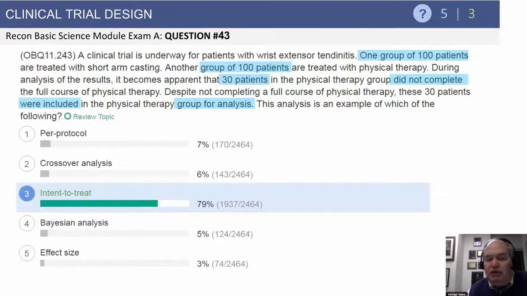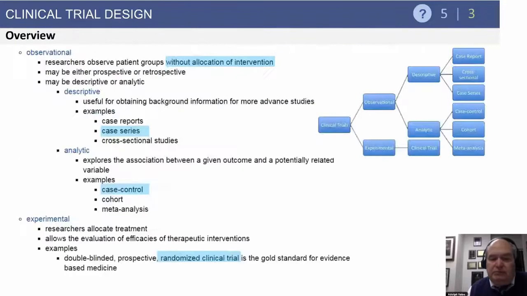You don't want to lose the effect of the physical therapy on those patients that dropped out, and the fact that it may have been something that was onerous to them or they couldn't complete because of other reasons. And that's important to capture, and that capture is called intent to treat. So that segues into clinical trial design.